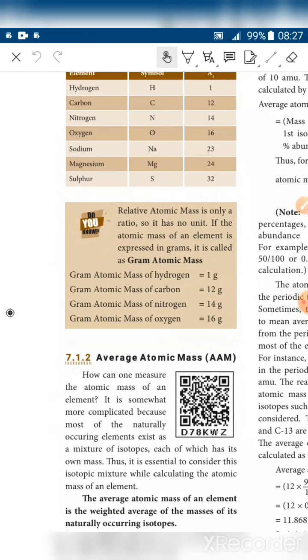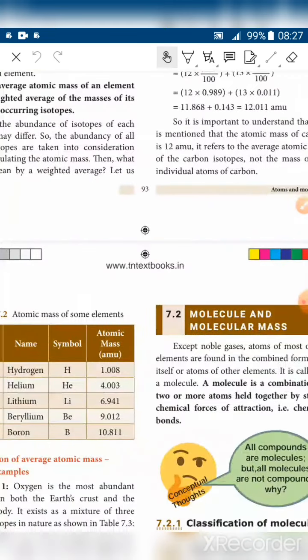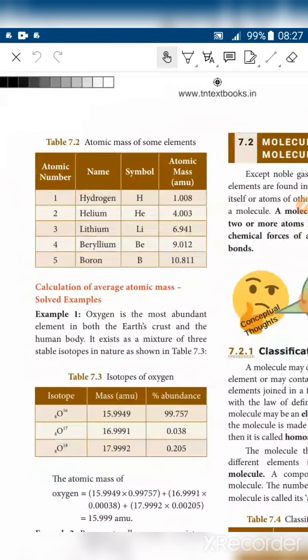How to calculate average atomic mass using the formula: average atomic mass is equal to mass of first isotope into its abundance plus mass of second isotope into its abundance. Then isotopes of oxygen.